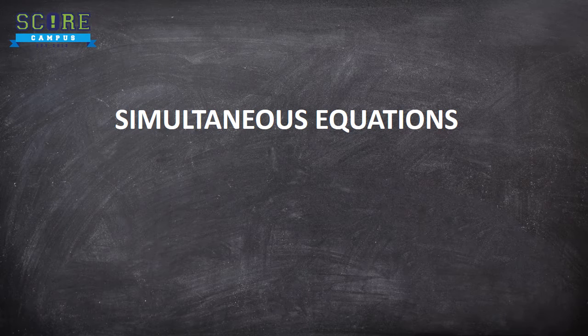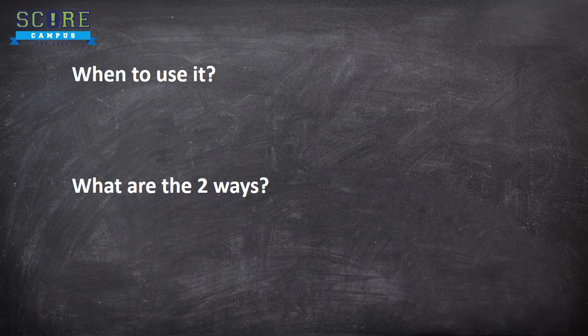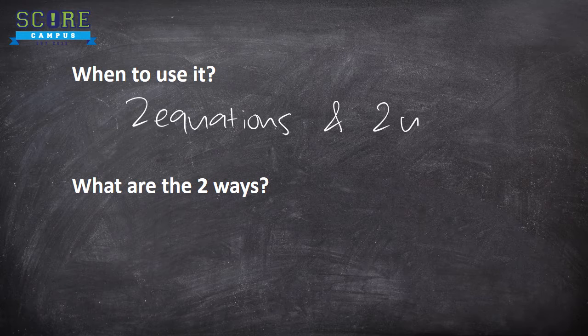So this video is on simultaneous equations, the two ways to solve them, and I will just go through some examples of how you can do it. Simultaneous equation is used when there are two equations and two unknowns.